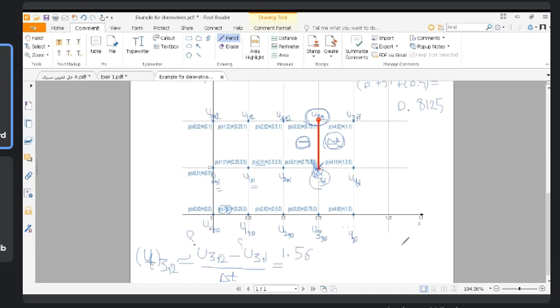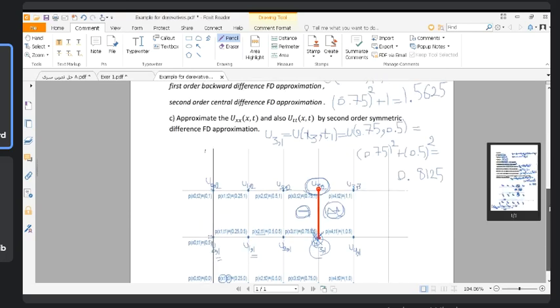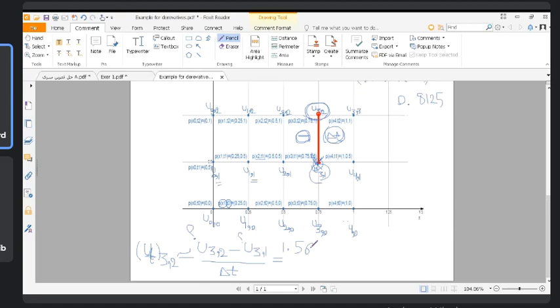1.26 and 26 and 26, 25 minus 1.81, 25 over delta t is 0.5.